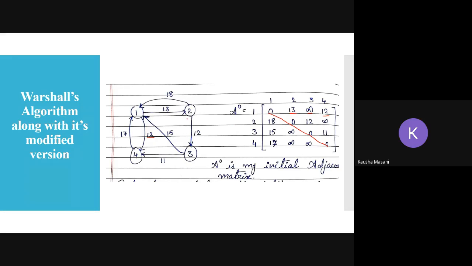Similarly, you are going to fill for 2. 2 to 1 you have, so 18 is filled up. 2 to 3 you have, so 12 is filled up. Okay, 2 to 4. 2 to 4, do you have? No. So infinity. So like this, you are going to fill up your A of 0. A of 0 is what? Your adjacency matrix. That is your initial matrix. Everybody with me till here?